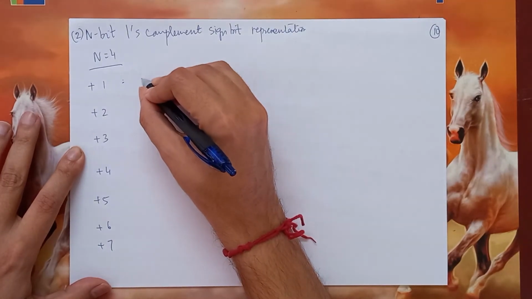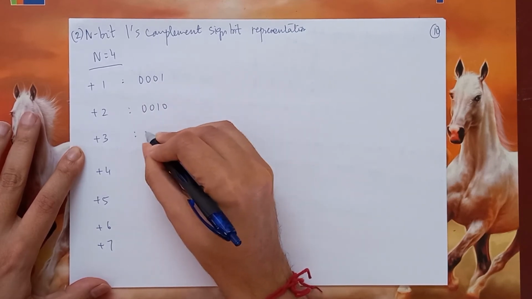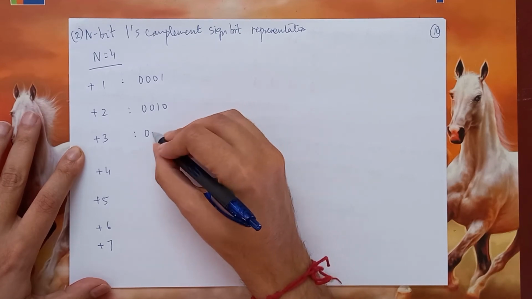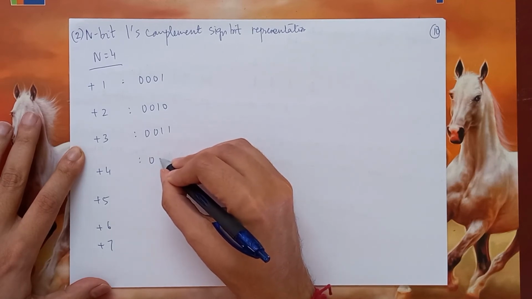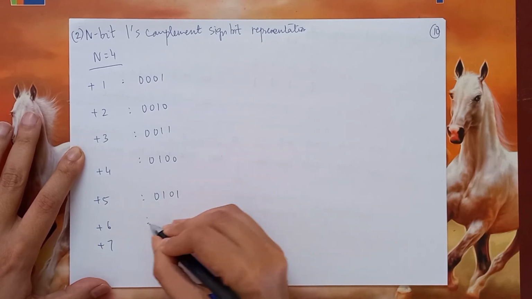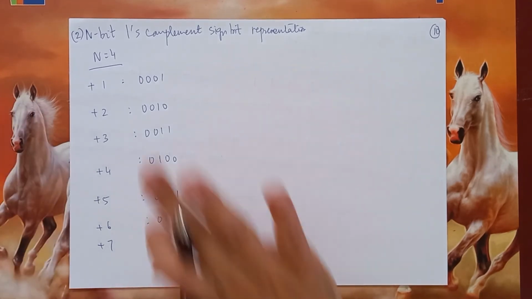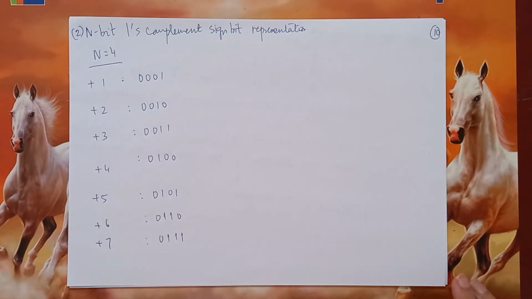So plus 1 is nothing but 0001. Plus 2 is 0010. Plus 3 is 0011. Plus 4 is 0100. Plus 5 is 0101. Plus 6 is 0110. Plus 7 is 0111. So far it is quite the same as that of a simple 4-bit sign bit representation. That is why we are not going above 7.